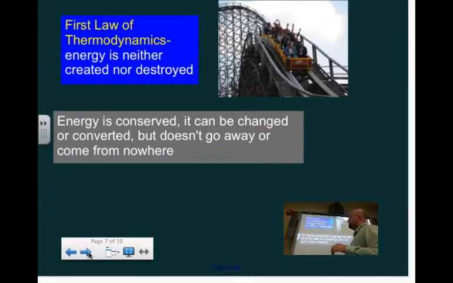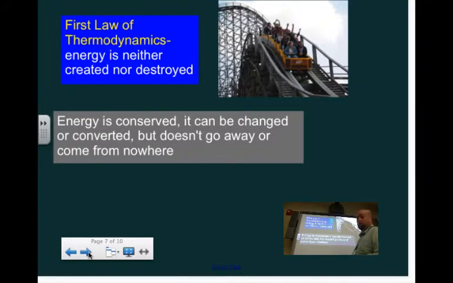So let's talk real briefly about a couple of laws of thermodynamics. Hopefully you remember these from your physics classes. If you haven't had physics, that's okay, because you probably talked about these things in middle school, just maybe not in the same terminology. First law of thermodynamics: energy is neither created nor destroyed. You probably called this the law of conservation of energy before, and that will work, but technically this is the first law of thermodynamics. It means that energy is conserved.